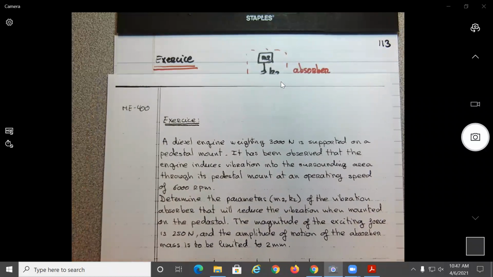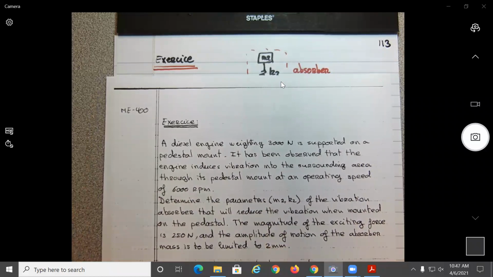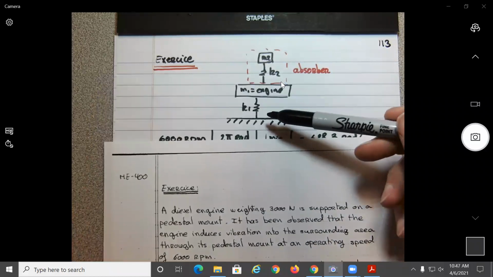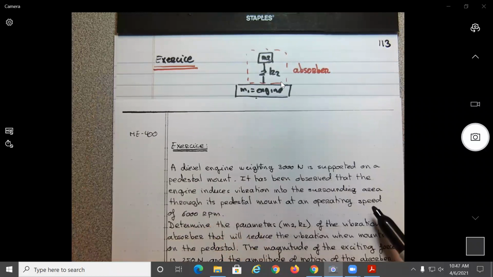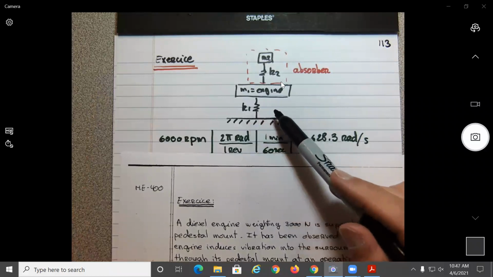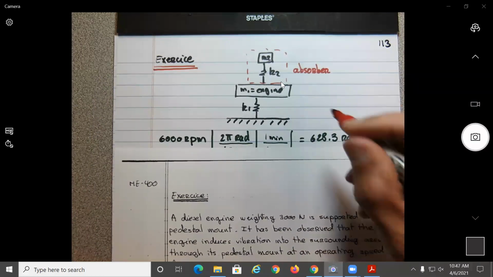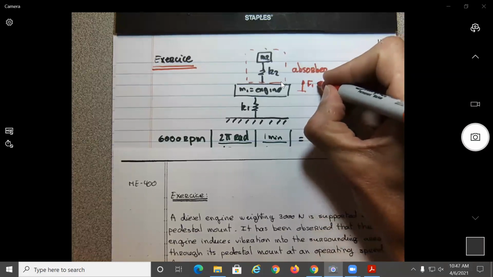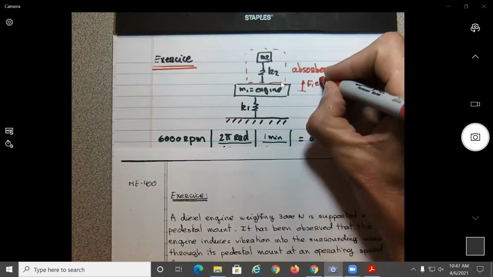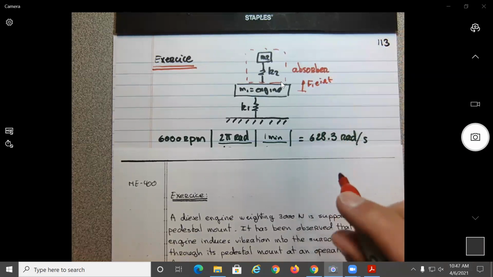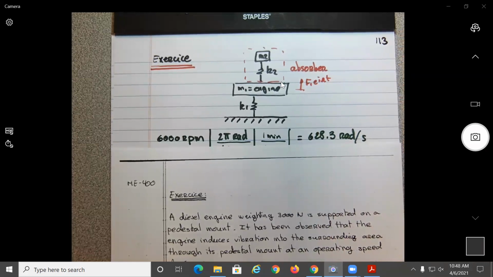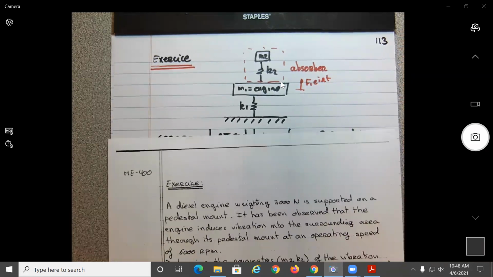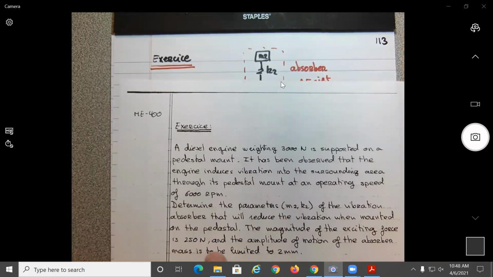So basically, let's read quick again the problem statement. We have a diesel engine weighing 3,000 newtons. They are supported on a pedestal. So that would be K1 and M1. It is observed that the engine induces vibration into the surrounding area through a pedestal mount at a speed of 6,000 RPM. So 6,000 RPM will be, here, the F1 e^(i omega t), would be the capital omega, all right? And they say to determine M2 and K2, knowing that the amplitude of the force is 250 newtons, and that X2, the deformation, should not exceed 2 millimeters. Okay?